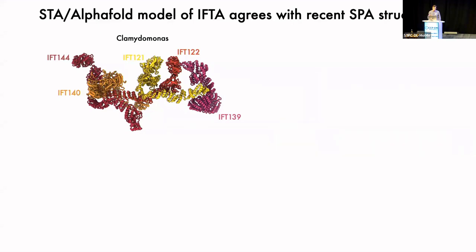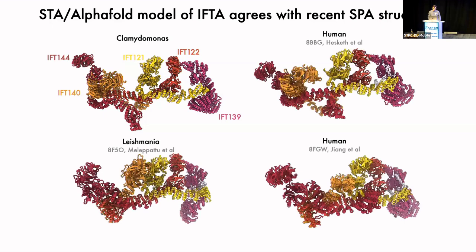subtomogram average preprint came out, there were 3 or 4 different single particle structures of IFTA also released. So this is my structure here, and these are the 3 high-resolution single particle structures. Firstly, we can see that the structures are very similar. So this validates the fact that my low resolution method was at least on the right track.